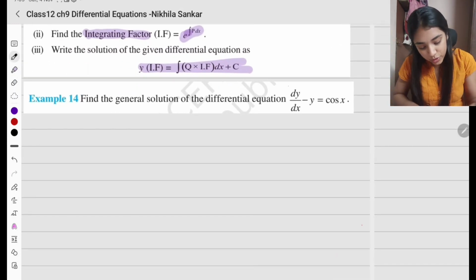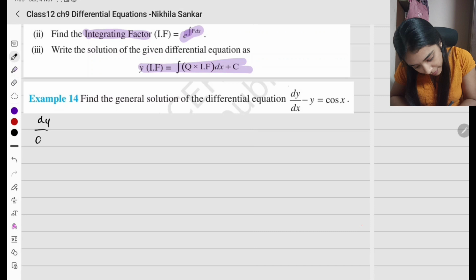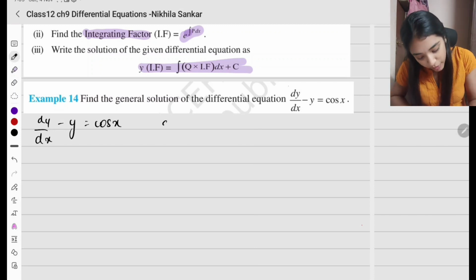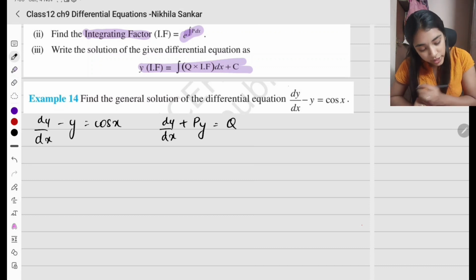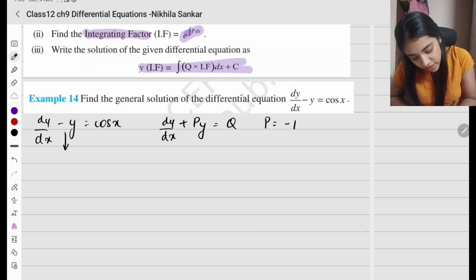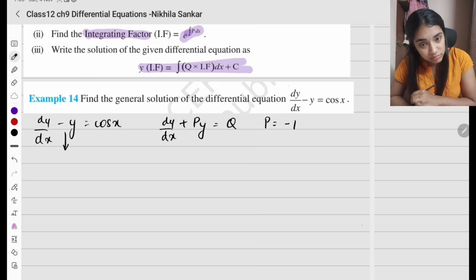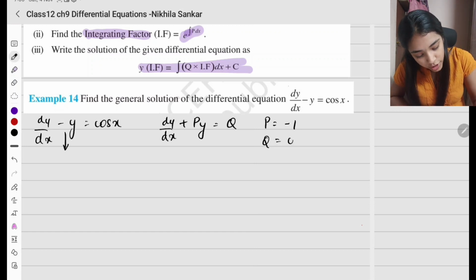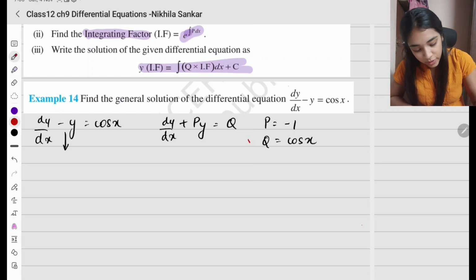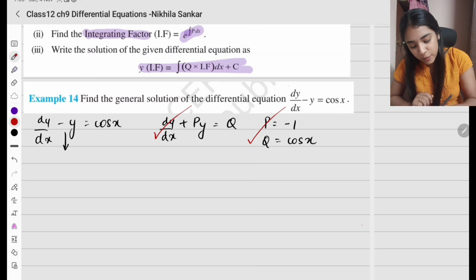Okay, so first, what is given: dy by dx minus y equals cos x. First step, we have to check if it is in that form. The form is dy by dx plus py equals q. So from this, first write what p and q are. p is going to be minus 1. You see here it is minus 1. Correct? Then what is your q? q is going to be plus cos x. Okay, first step finished? Very good. First step done. We have written it in this particular form.